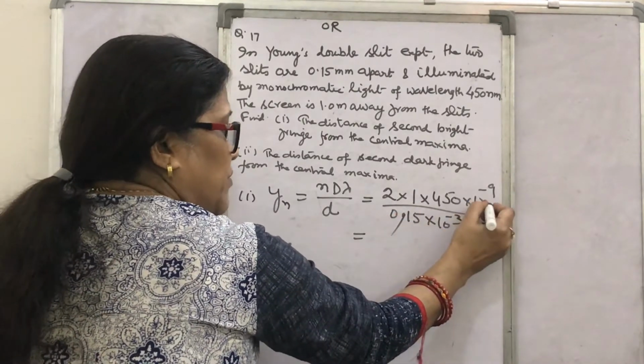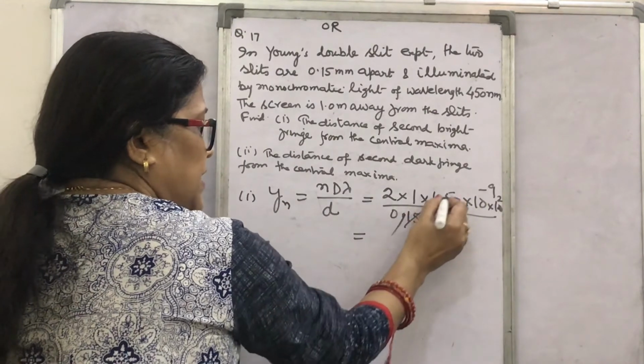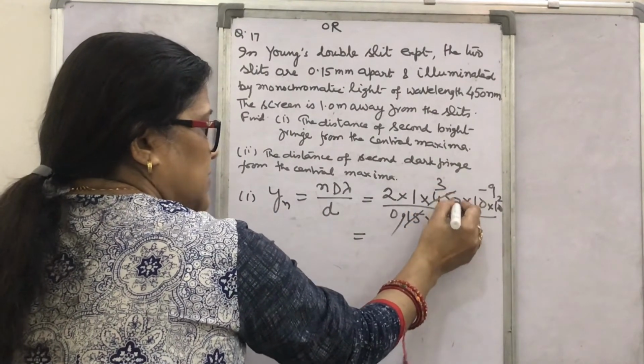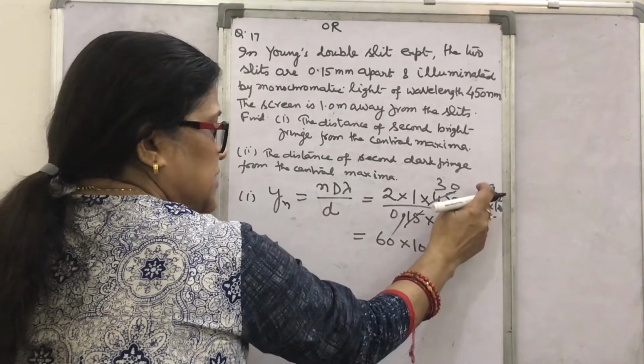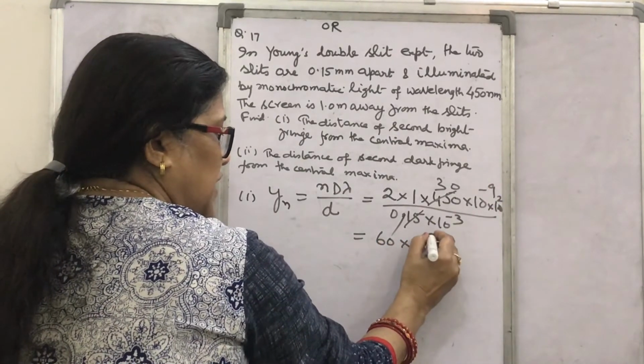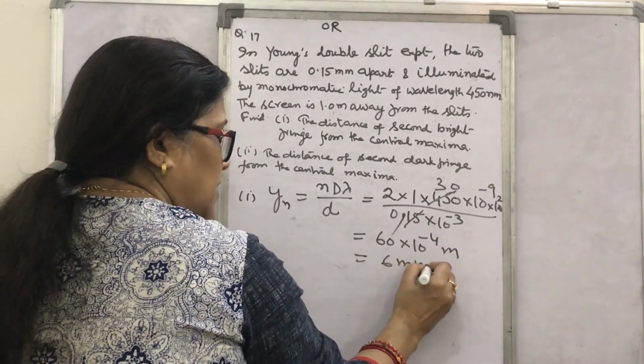Remove the decimal, put here 10 to the power 2, and you will get 15 times 3, this will be 0, so this will be 60 into 10 to the power minus 9, this will be 5, this will be minus 4 meter, or you can write 6 millimeter. Clear?